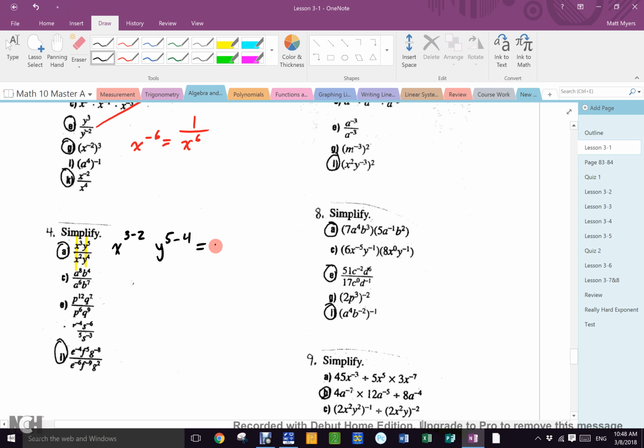3 minus 2 is 1, so it's X to the 1. Do I write 1? No. 5 minus 4 is 1, so it's Y. Do I write 1? No. Are you allowed to write that in your own work? Of course. Like if you're going further along and you need to leave a 1 there, that's cool. But in your final answer, you want to avoid them. Cool? I is difficult. Would anybody like to tell me what they got for I?